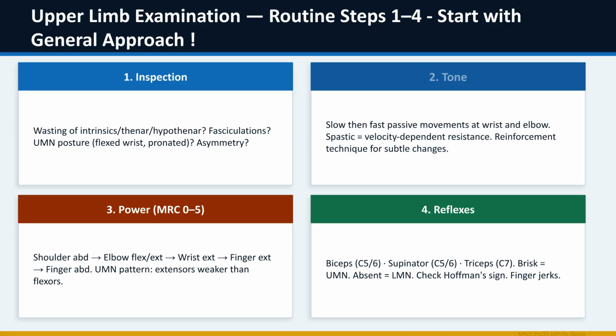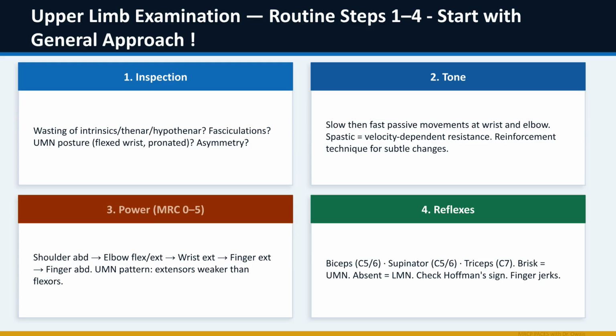Hypotonia, reduced tone, floppy limb, seen in lower motor neuron lesions, cerebellar disease, and acute upper motor neuron lesions before spasticity develops. To check for subtle upper limb spasticity, ask the patient to perform a repetitive task with the other hand, opening and closing the fist, while you passively move the affected arm. This reinforcement technique can unmask subtle tone changes. Narrate. Tone in the right upper limb is increased with a spastic quality.